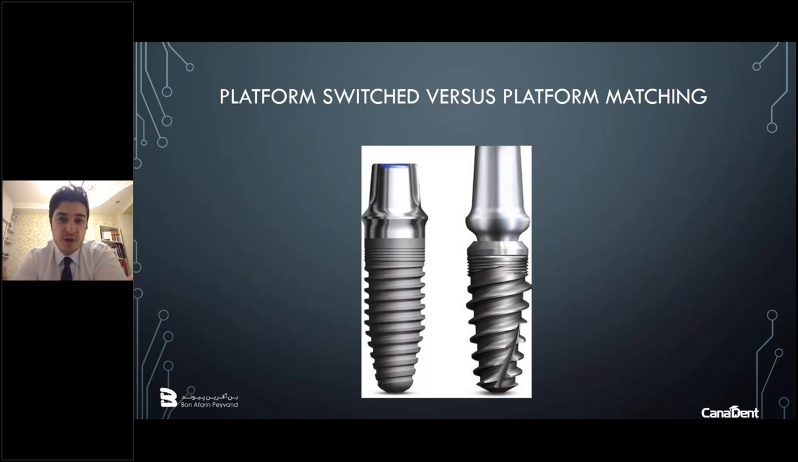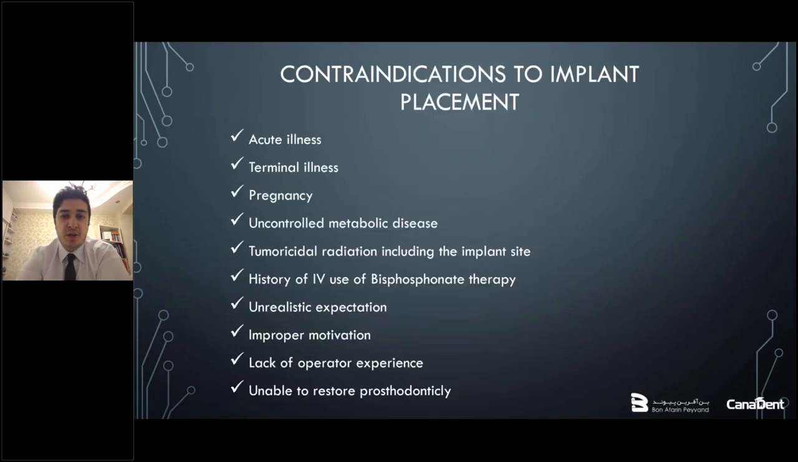So we now have the criteria to know which implant to choose and what the different parts and different designs mean. Now that we have our implant and our fixture chosen, we must see which patients we can work on and which patients are not candidates for implant placement. There are some contraindications to implant placement. Before that, we must always know that implant placement is not an emergency procedure. It's an elective procedure.